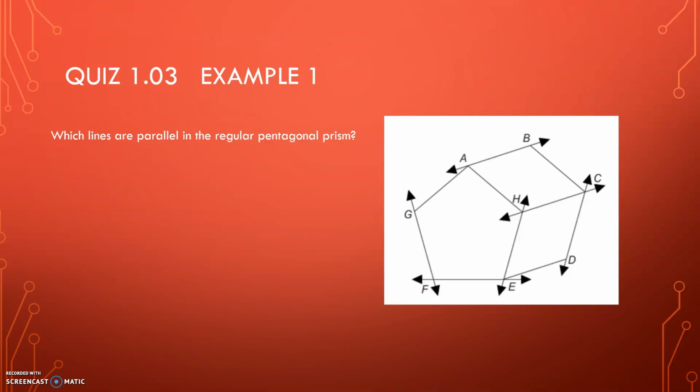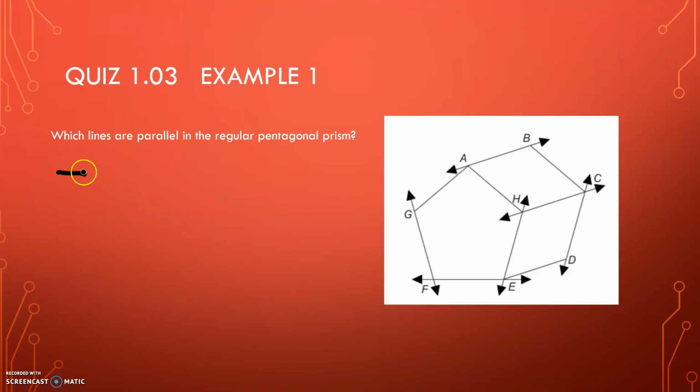We're on quiz 1.03. Here is your example 1. We are looking at which lines are parallel in the rectangular pentagonal prism. So we're going to just name all of the parallel lines.